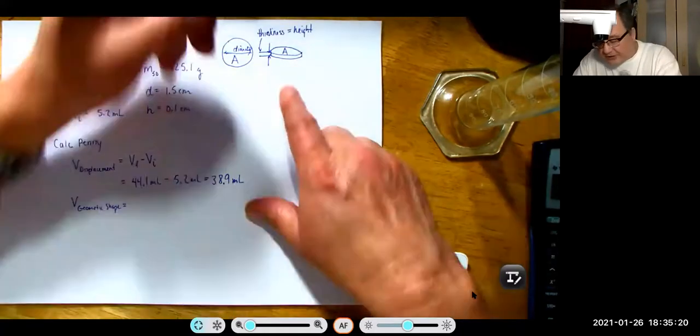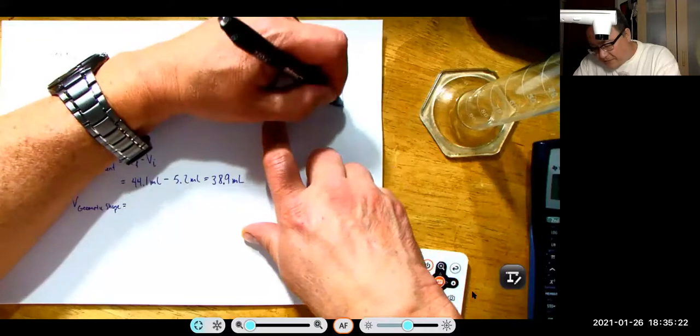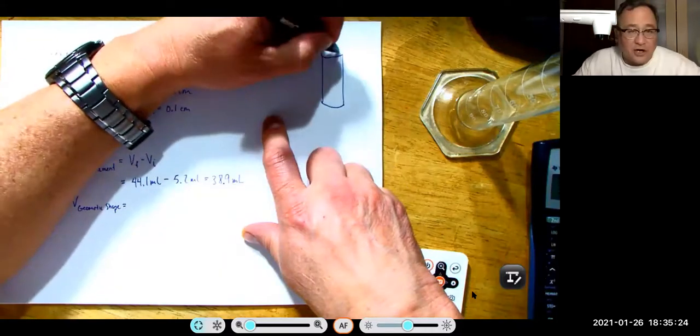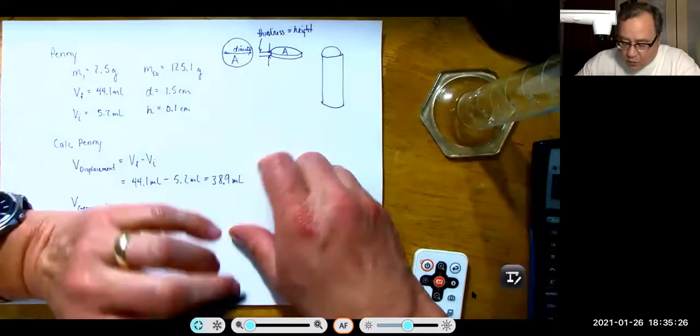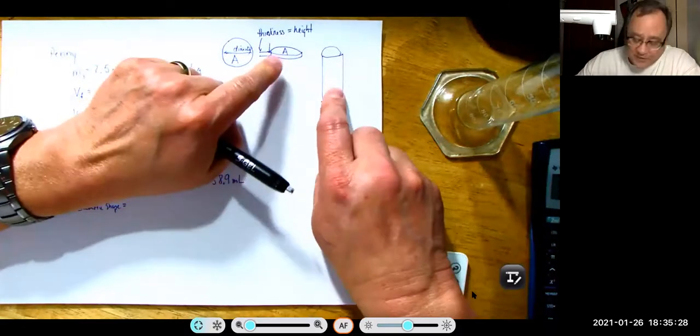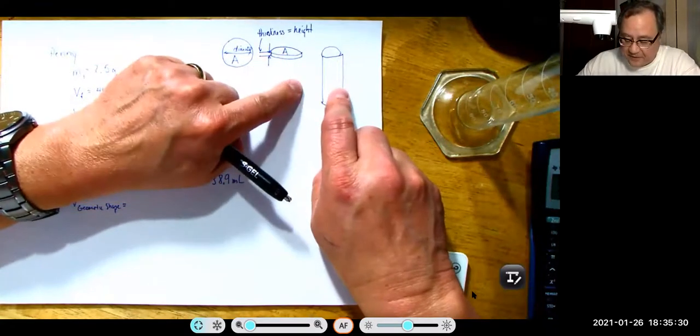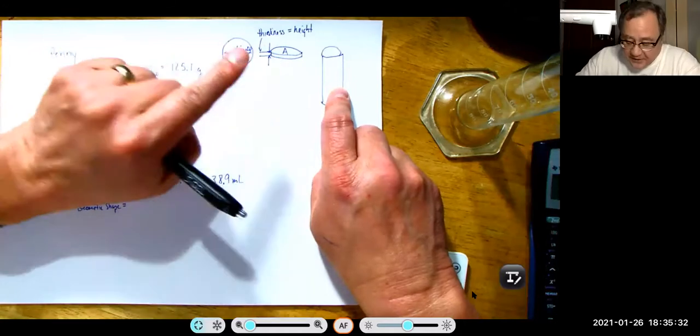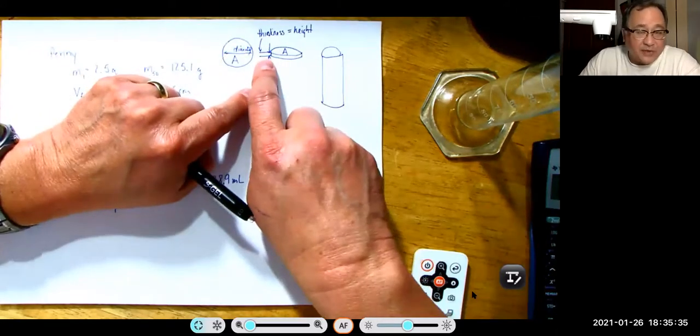But this is also the same as this shape here. It's just not as tall. I don't know where cylinder becomes disc and where disc becomes cylinder. But regardless, this here could be called the thickness or the height.